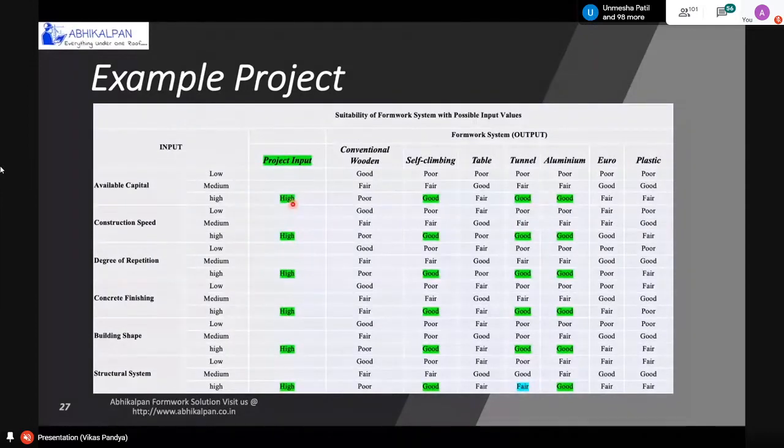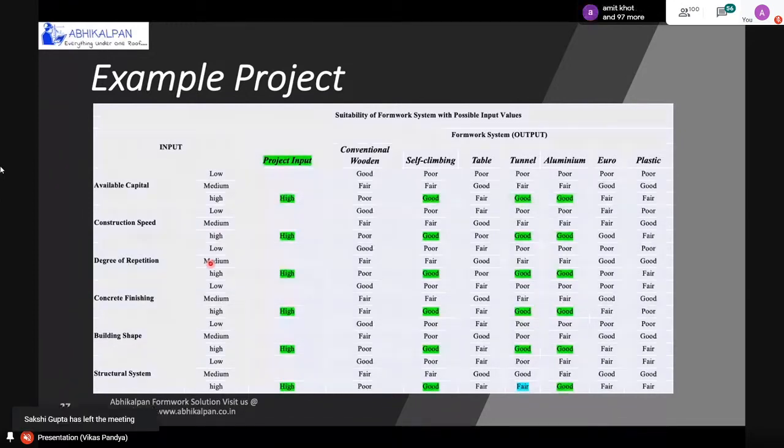So high we'll consider. The construction speed: definitely we have to cast 200 pours or 200 slabs in 4 years. So on average, we will require a 6-day cycle. If I consider 300 working days in a year, then I have to target a 6-day cycle time. So definitely it will be on the higher side. Then the degree of repetition: definitely I have 200 repetitions because I have to cast 5 buildings with the same floor. So 200 total repetitions I will get. This will also be a higher input variable. The concrete finishing, definitely we get a good quality of concrete finishing, as the height of the building is 40 floors.